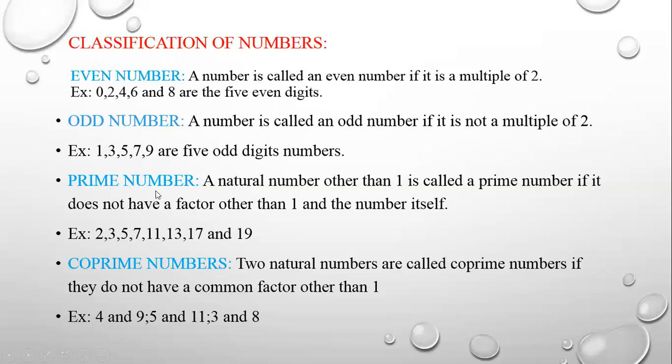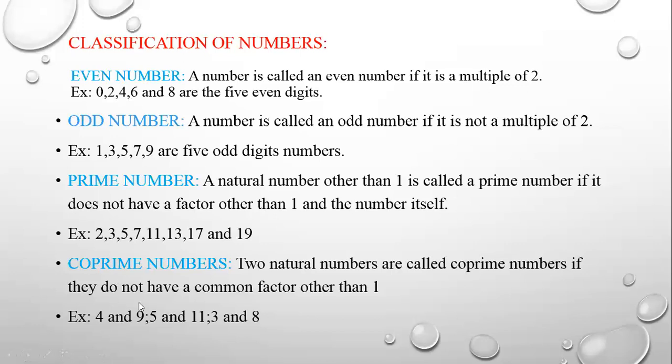Next we have the prime number. What is a prime number? A natural number other than 1 is called a prime number if it does not have a factor other than 1 and the number itself. Examples: 2, 3, 5, 7, 11, 13, 17 and 19. These are examples of prime numbers. And we can say that 2 is the only even prime number here.